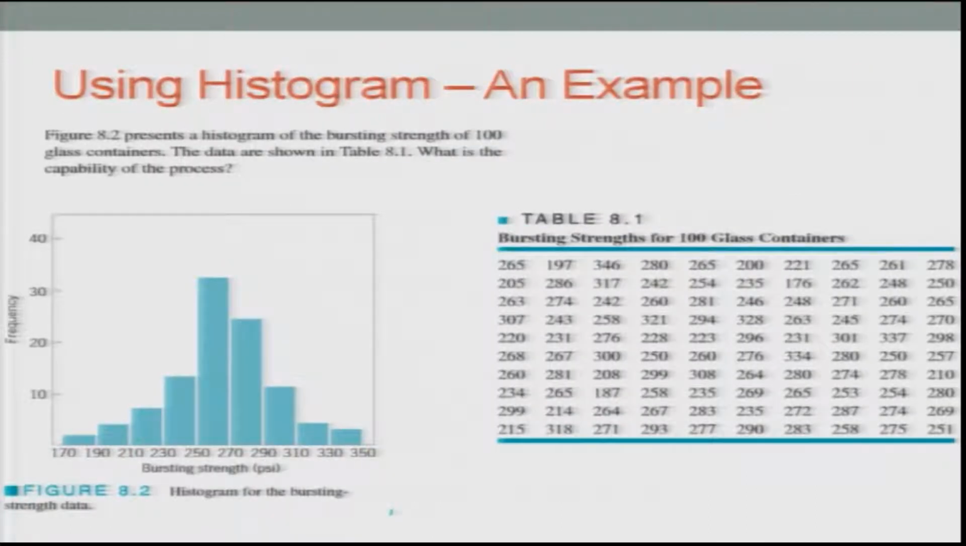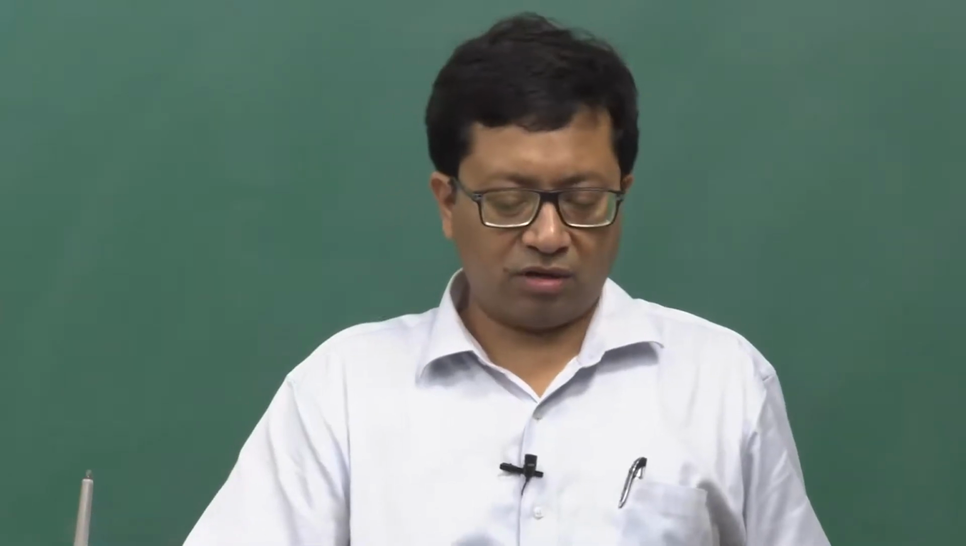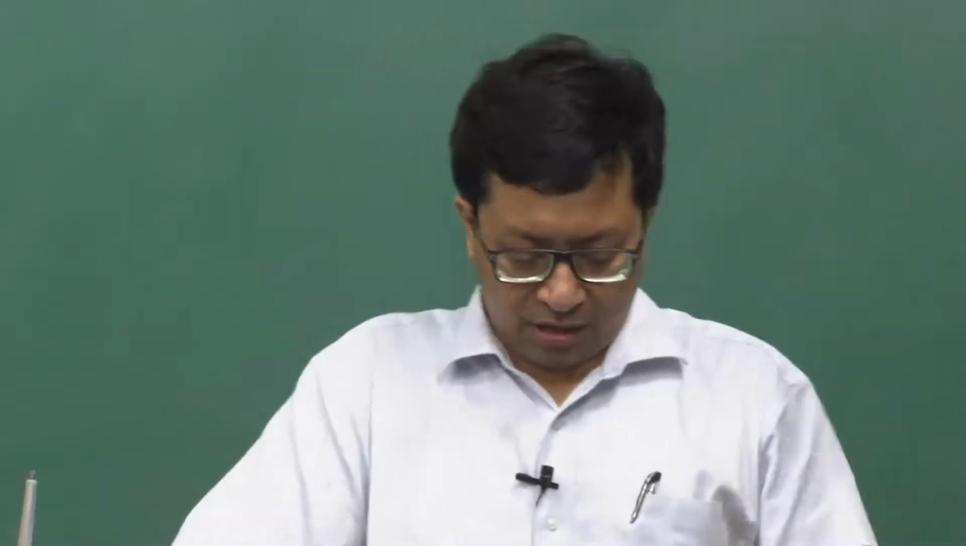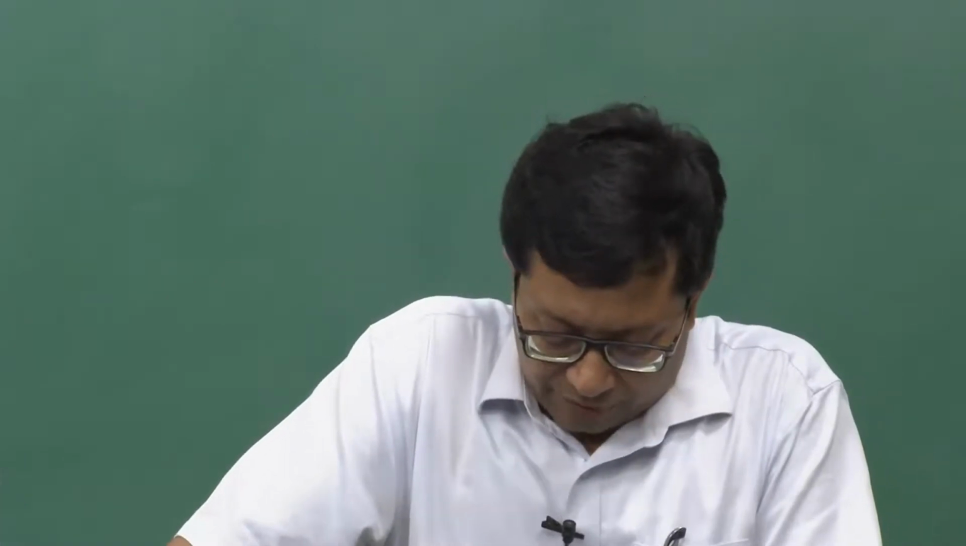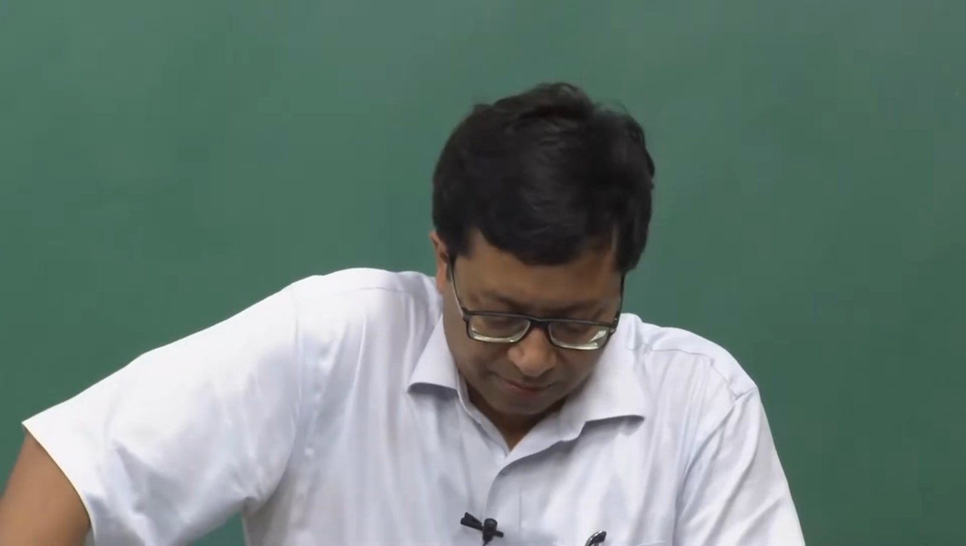So, here is a diagram. Figure 8.2 represents the histogram of the bursting strength of 100 glass containers. The glass containers are undergoing destructive testing, and you find out the bursting strength for 100 of them. The level of bursting strength is given along the x-axis, and the frequency or the relative frequency or the probabilities are technically mentioned along the y-axis.